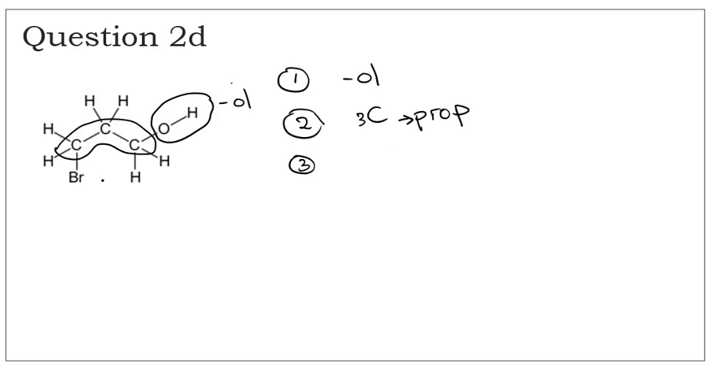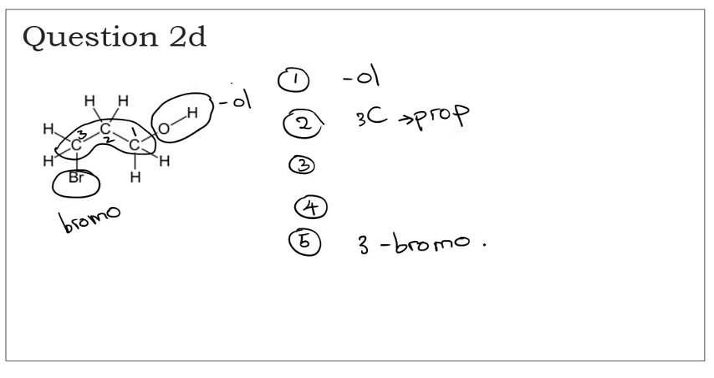I do have a branch here, a bromo, and you do need to indicate the location of everything. So 1, 2, 3, you do have to start from the end that's closest to your functional group, and then you put the name. 3 bromo prop and 1. Oh, there you go.